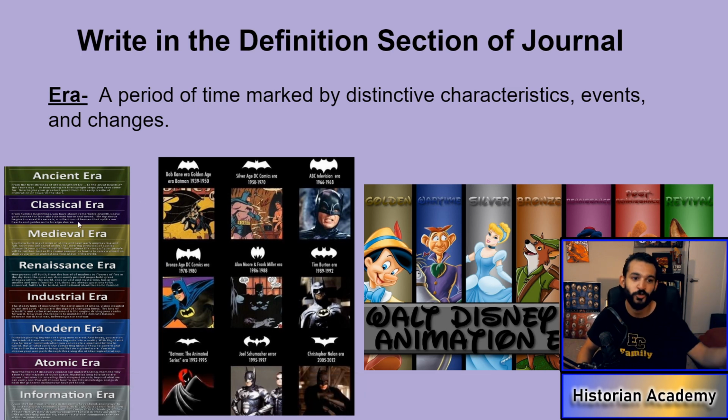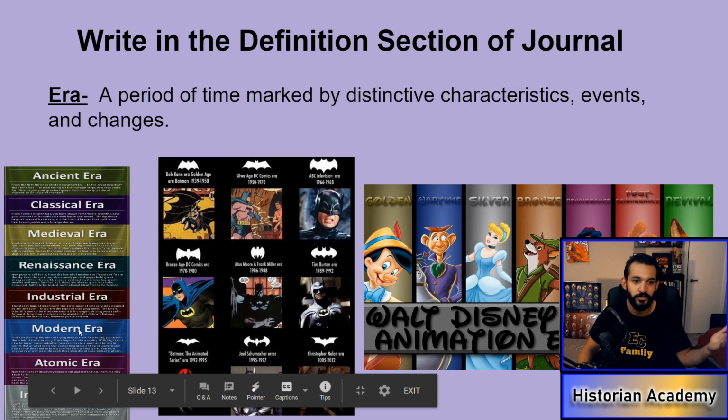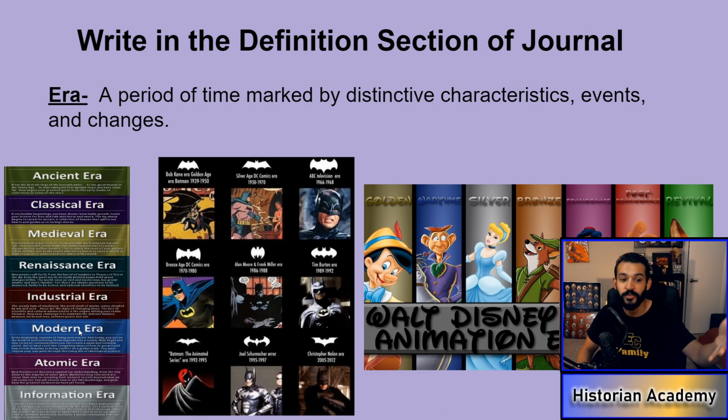You have ancient, classical, medieval, Renaissance, industrial, modern, the atomic era, the information era. In comics, you have different Batmans. Batmans in themselves have different eras. Flash has different eras in itself. And then Disney, look at that. You have the golden, I don't know what the other one is, silver, bronze, Renaissance, all these other ones. They all have eras. The eras are everywhere. If there's history, there's eras. You can't help it. So right now, go ahead and write down your definition of era in your journal.